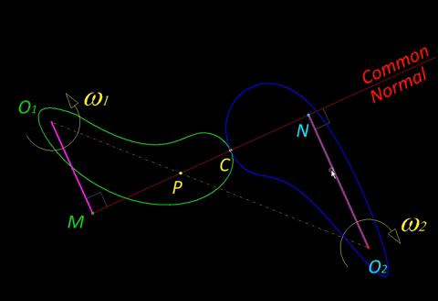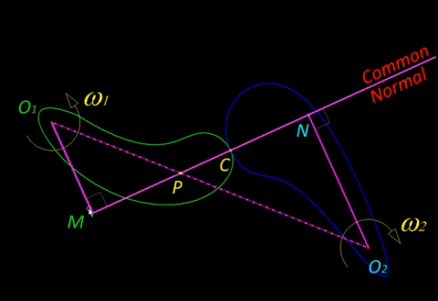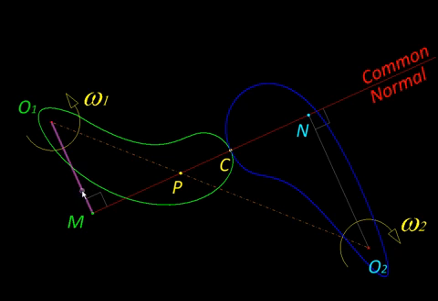But these two distances are rather awkward in their geometric description. So let us get something simpler by joining the two centers. This line intersects the common normal at point P, and it forms two triangles, O1MP and O2NP. Both are right-angled and have one angle equal, so they are similar. So whatever is the ratio of these two distances will be the ratio of their hypotenuses as well, and therefore we get a simpler rule.